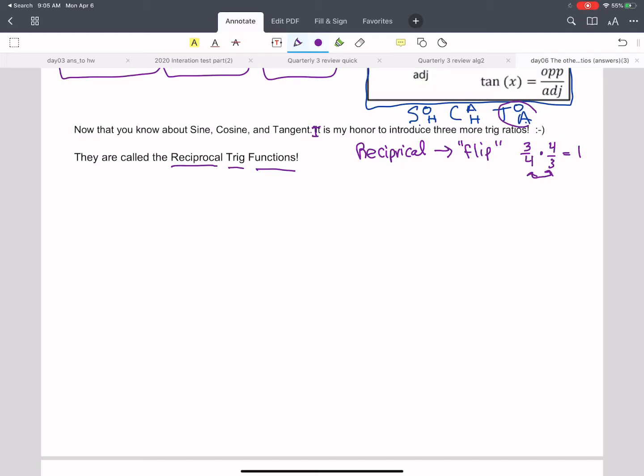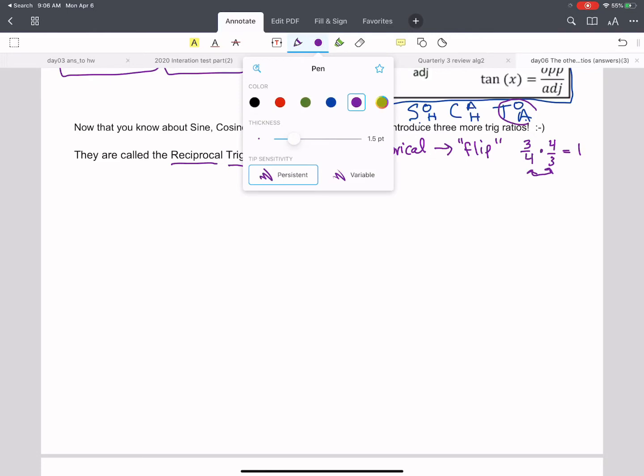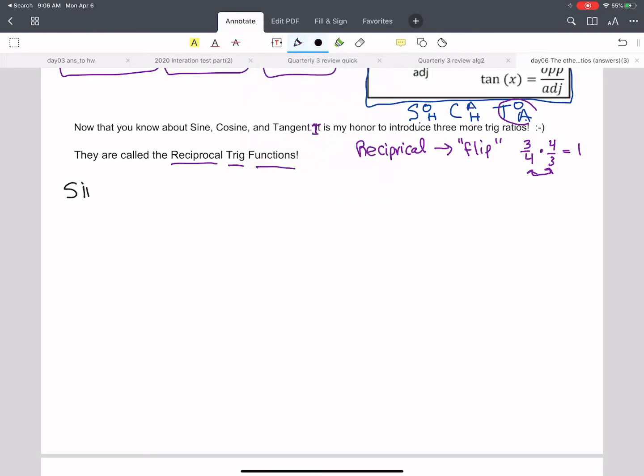The reciprocal trig functions come from our original functions. So you already know about the sine of x, and that is equal to opposite over hypotenuse. And the cosine of x is adjacent over hypotenuse, and the tan of x is opposite over adjacent. So the reciprocal trig functions are the reciprocal of those fractions. So this one, as you know, that's sine.